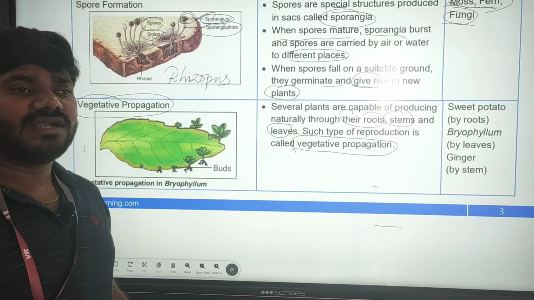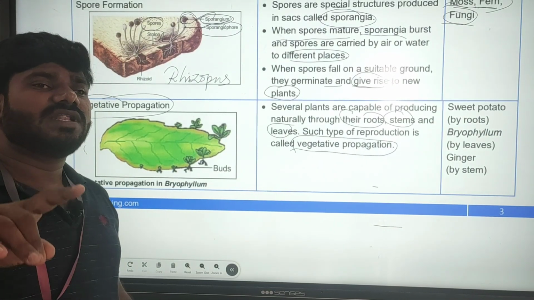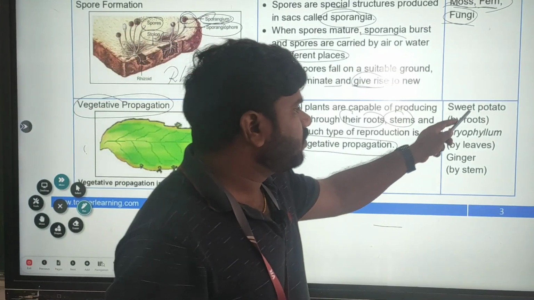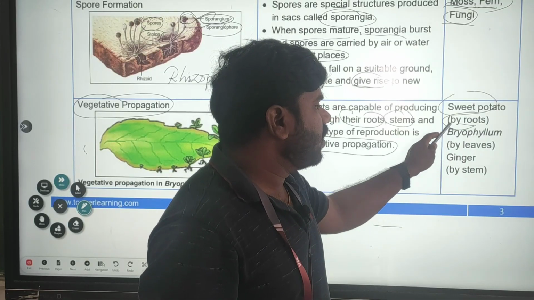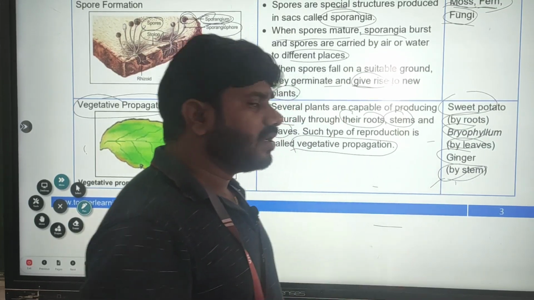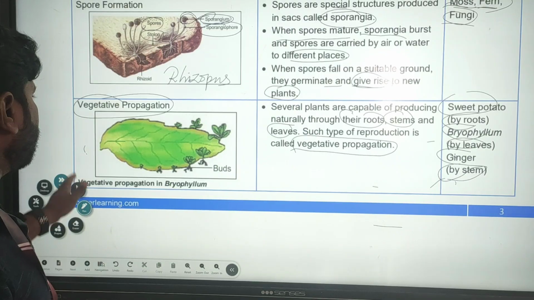Okay, plants that reproduce through the stem, leaves, and roots are called vegetative propagation. We can see sweet potato reproduces by roots, bryophyllum by leaves, ginger by stems. So this is all about asexual reproduction. Okay, next moving forward.